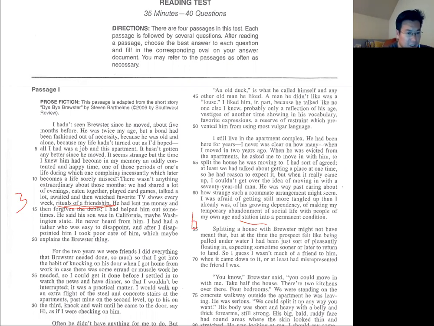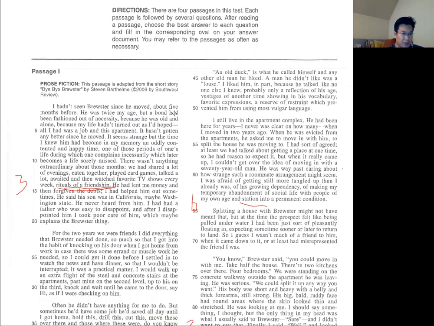So in the first paragraph, at the beginning, there's an excerpt, a description about the book. Also the book title is Bye Bye Brewster, so that gives a pretty good idea of what it is. And as soon as you read the first line, it says, I haven't seen Brewster, so you have to circle this Brewster.